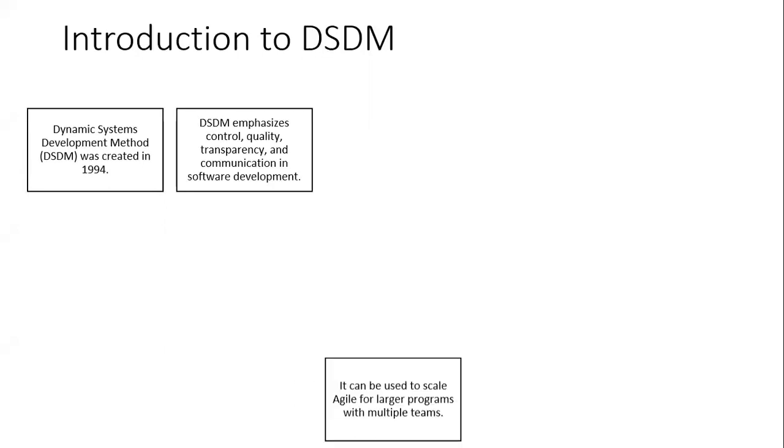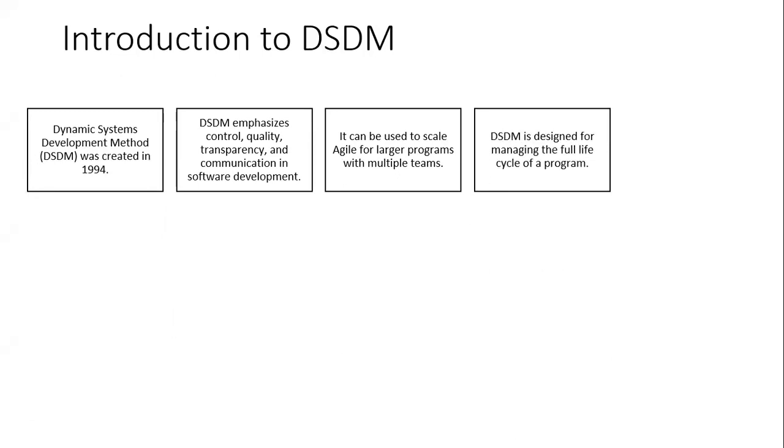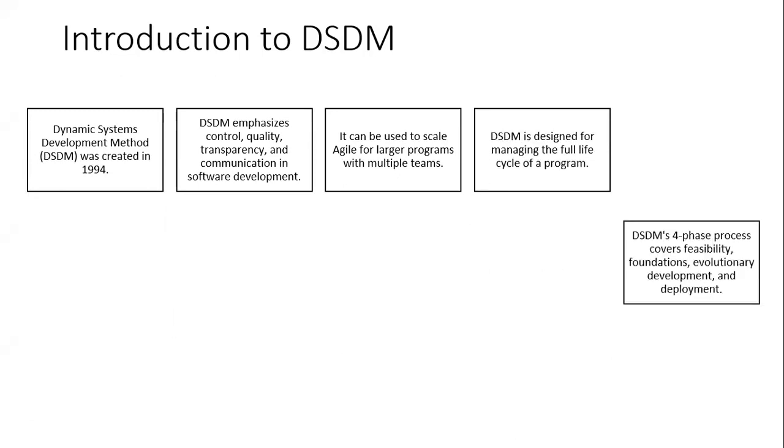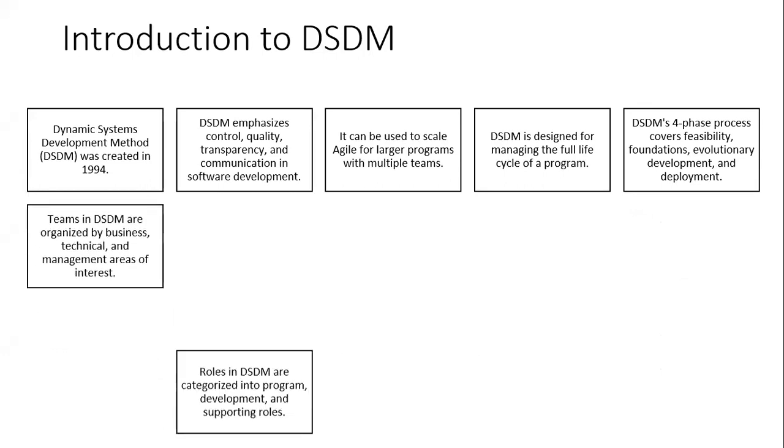It was created in 1994, and it emphasizes control, quality, transparency, and communication in software development. It can be used to scale Agile for larger programs with multiple teams, and it's designed for managing the full life cycle of a program. It has four phased approaches. It covers feasibility, foundations, evolutionary development, and deployment.